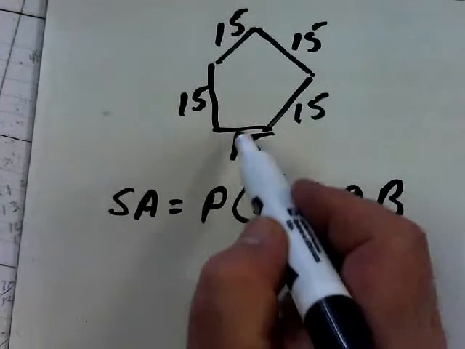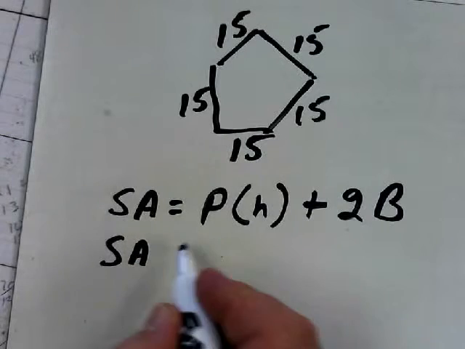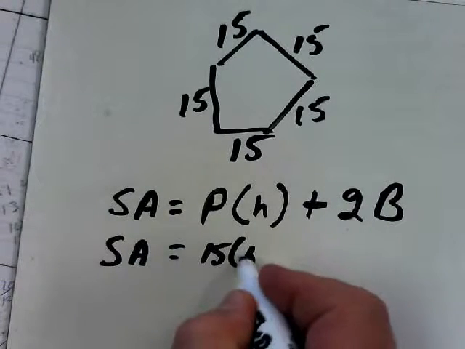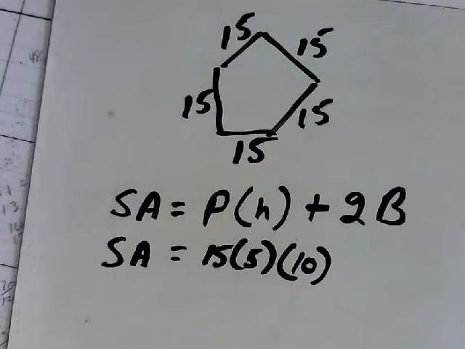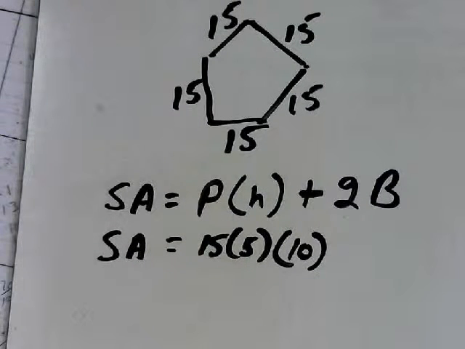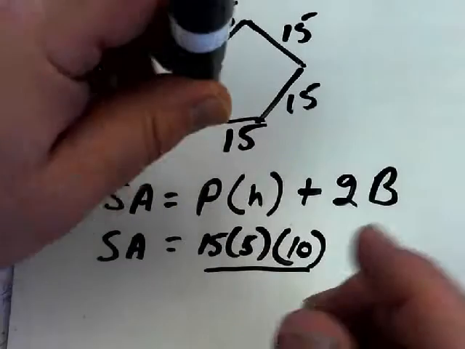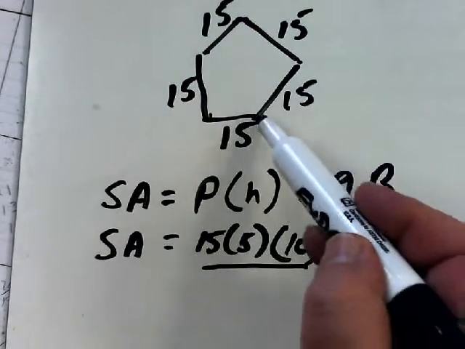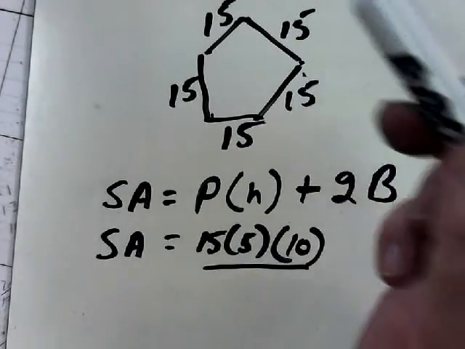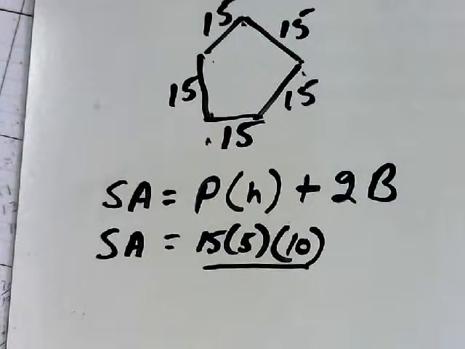Well, can I find the perimeter of this particular item? How? 15 times 5. And they gave you a height of what? 10. Correct? That's just going to give you the lateral surface area. That means as this is extended up like this, that's going to be the area of this rectangle, this rectangle, this rectangle, this rectangle, and this rectangle. That's what the lateral surface area would be.